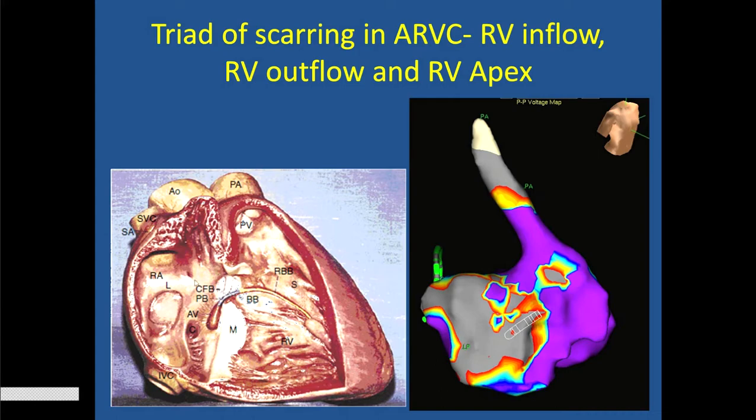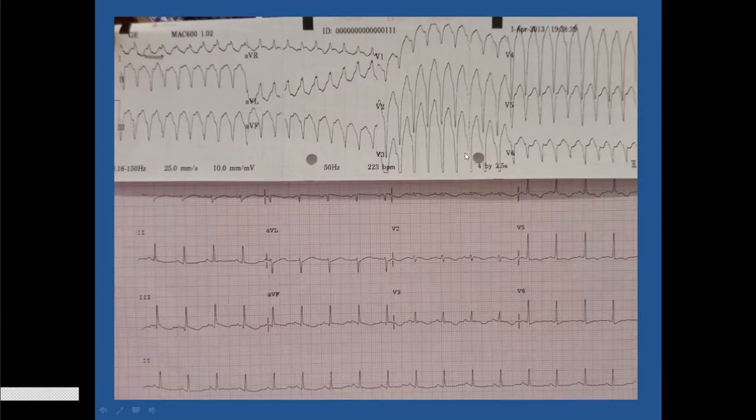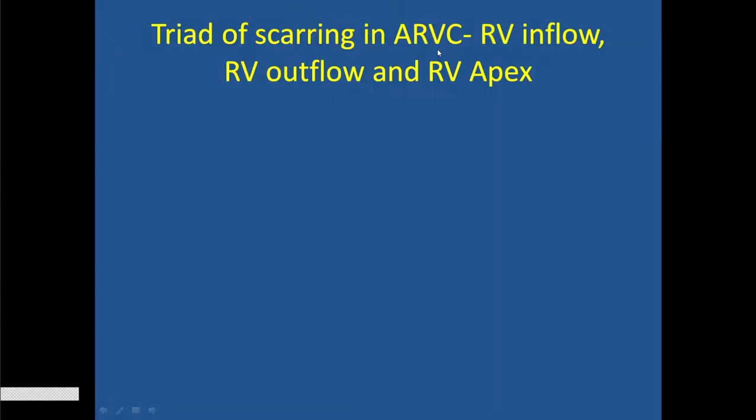This is the Braunwald textbook image, and this is the 3D mapping that I have done. This is the tricuspid annulus, and the gray is the scar. RV inflow means next to the tricuspid valve. RV outflow means below the pulmonary valve, and the apex is not seen, even that was scarred. All the three areas were scarred. This was the ARVC. If you look at the exit here, it is apico-inferior with LBBB morphology.